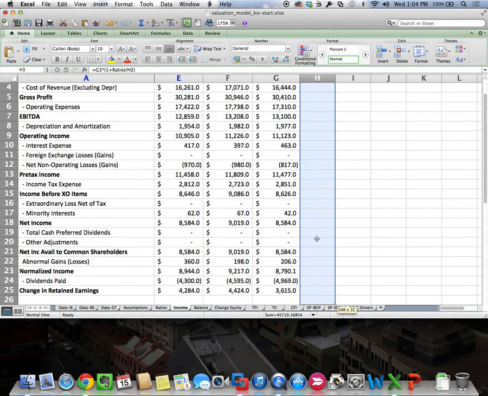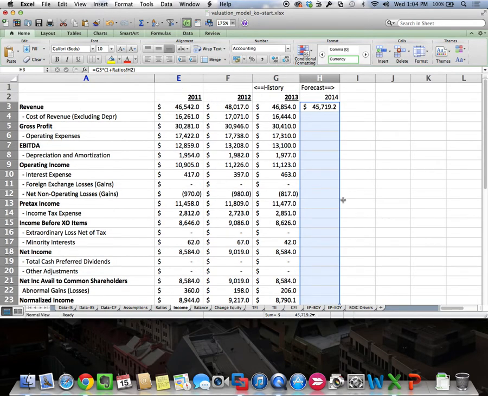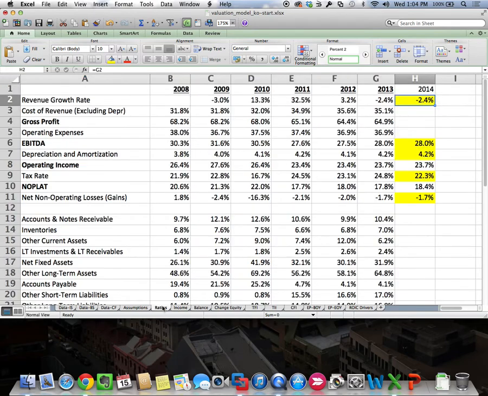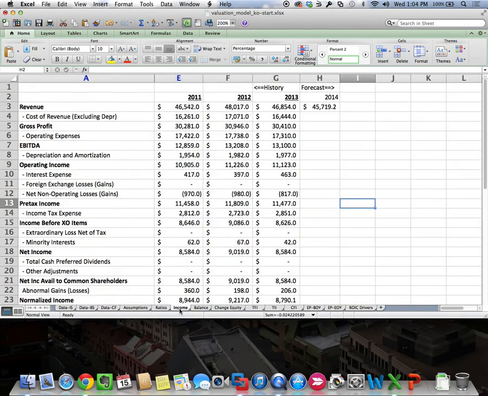Now I'm going to probably also want to format this column. So 45719.2. So that's the point. We're using it as a placeholder, whatever ratio previously was. But if Coke were to shrink another 2.4%, then they would shrink to $45,719.2 billion.